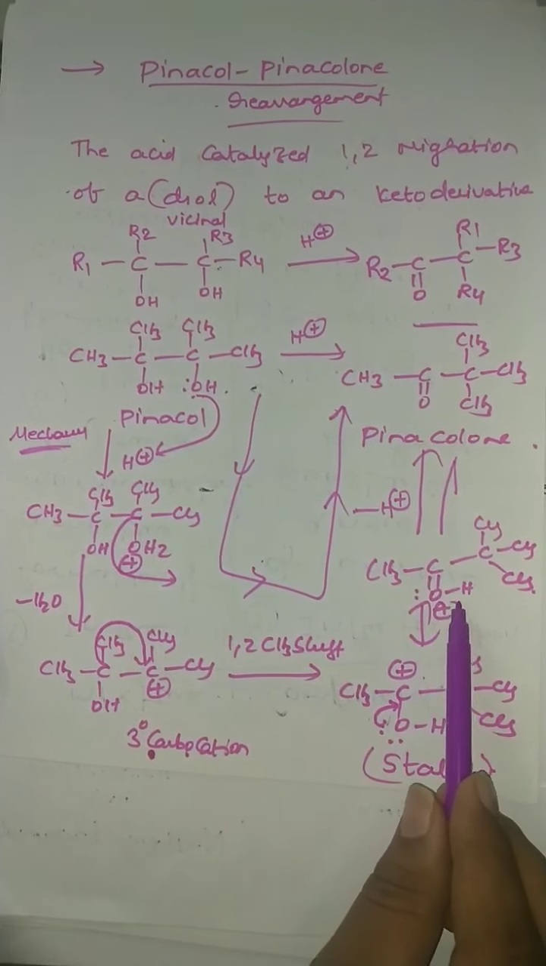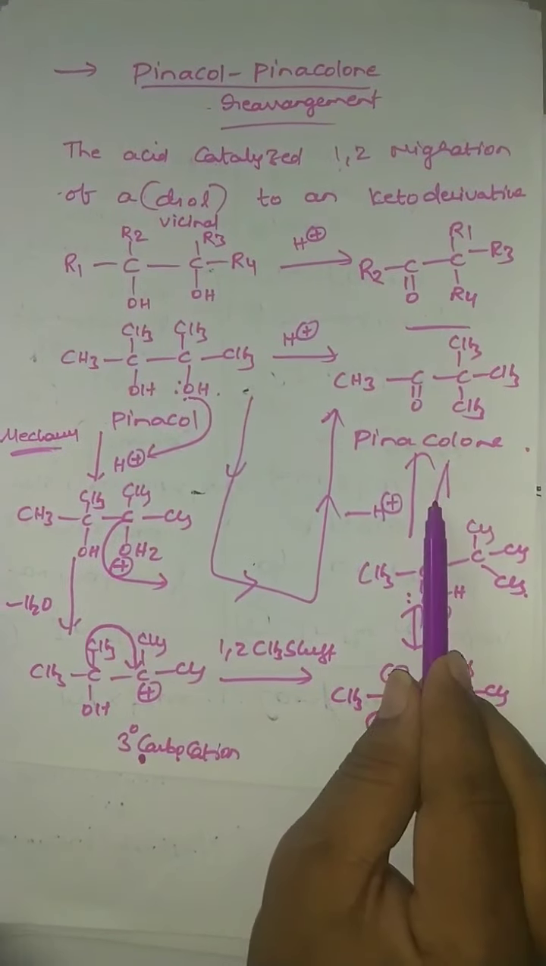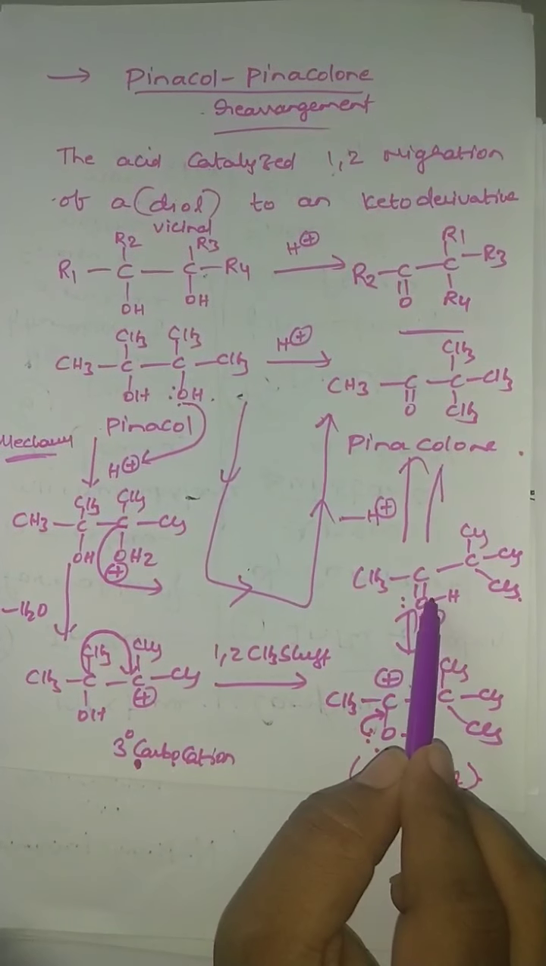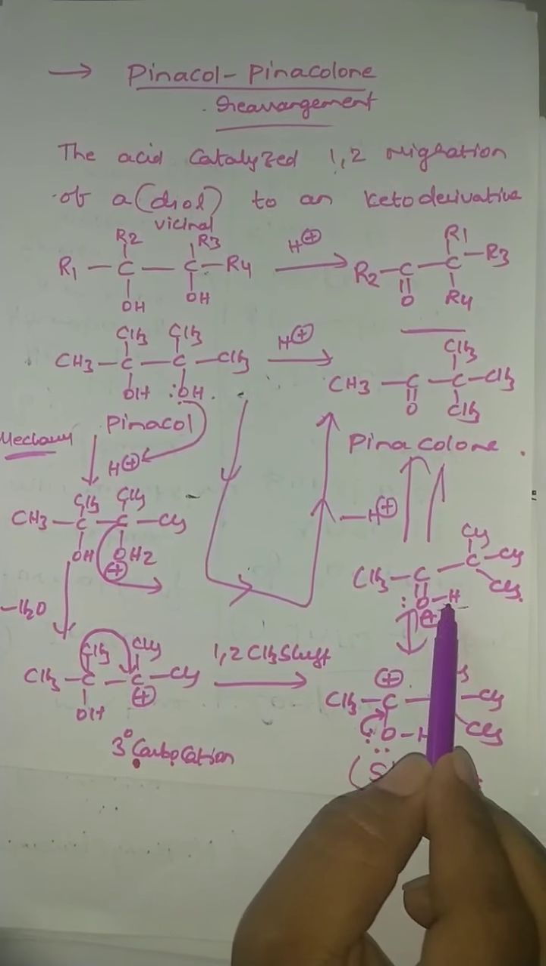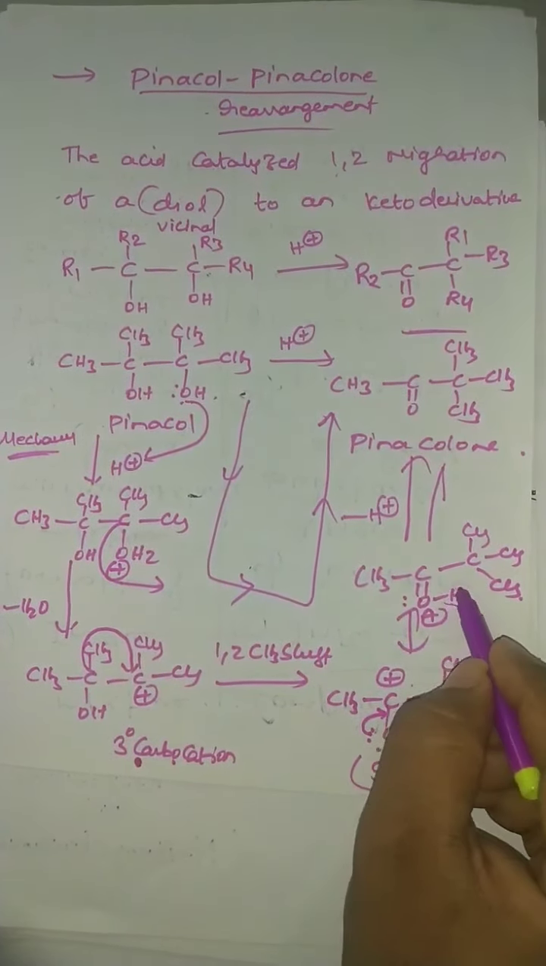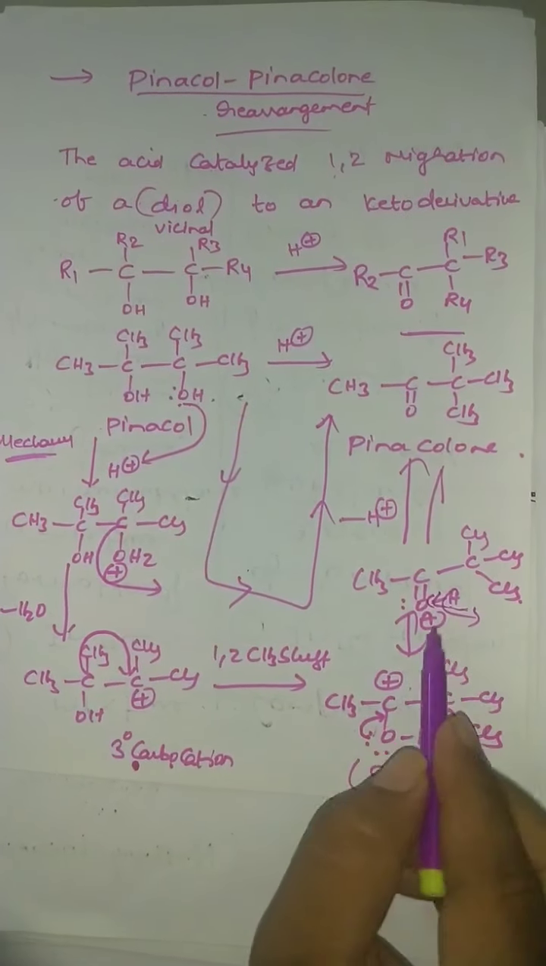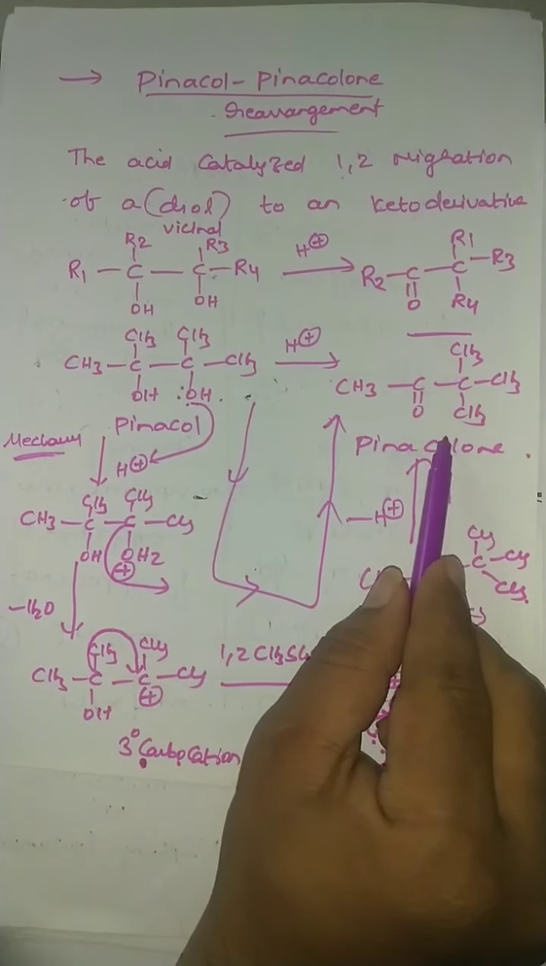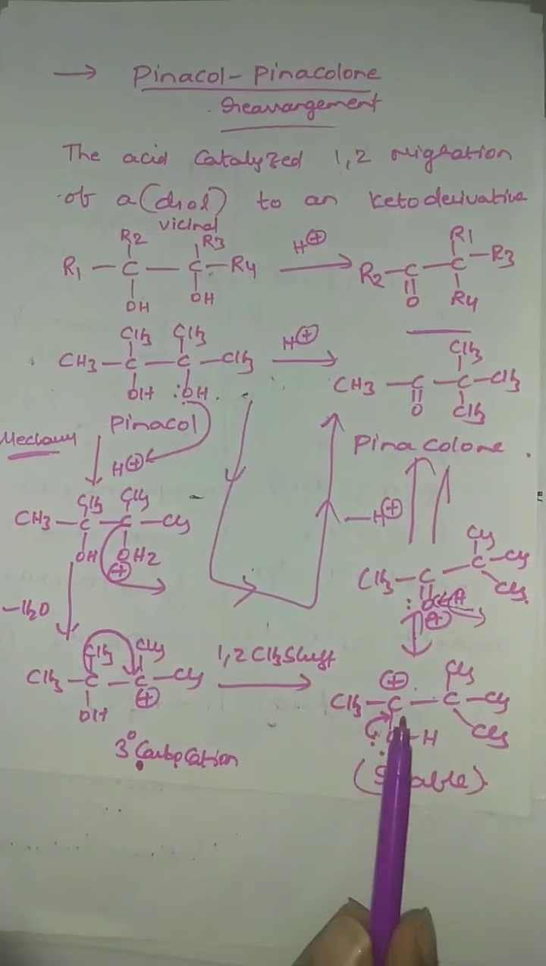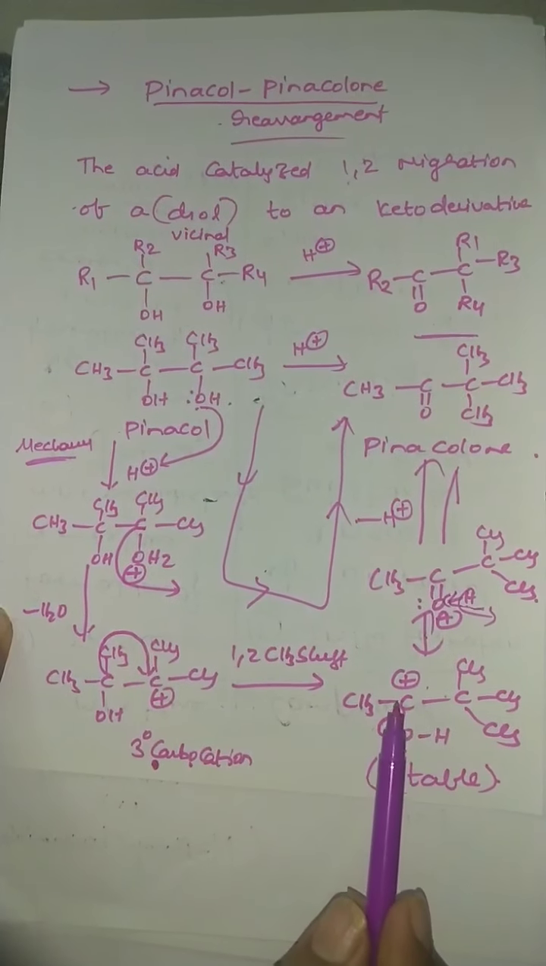And then in the next step you will have this one. And finally the catalyst should be recovered. Oxygen being more electronegative than hydrogen, H plus comes out from here and the bond pair is taken by oxygen. So finally you are going to get pinacolone. So this is called the pinacol-pinacolone rearrangement.